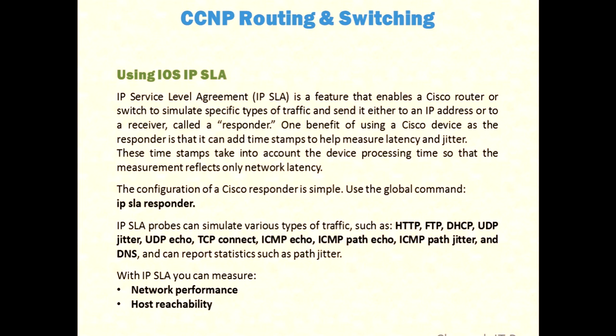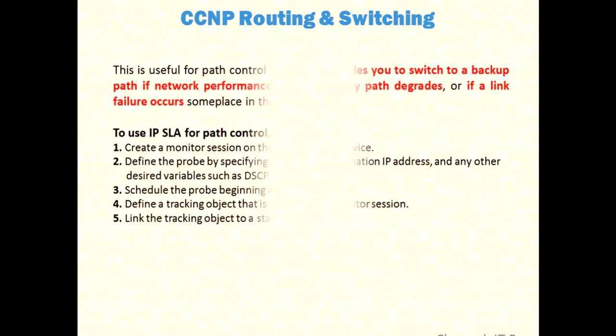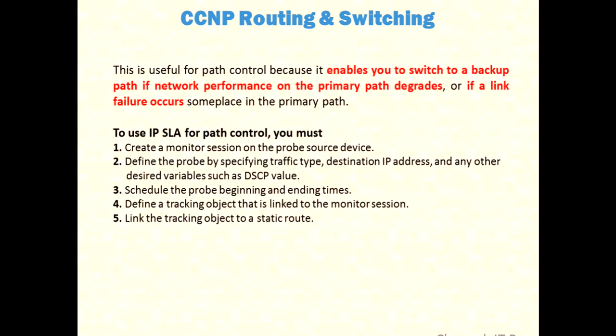IP SLA probes can simulate various types of traffic such as HTTP, FTP, DHCP, UDP jitter, UDP echo, TCP connect, ICMP echo, ICMP path echo, ICMP path jitter, and DNS, and can report statistics such as path jitter. With IP SLA, you can measure network performance and host reachability. This is useful for path control because it enables you to switch to a backup path if network performance on the primary path degrades or if a link failure occurs someplace in the primary path.